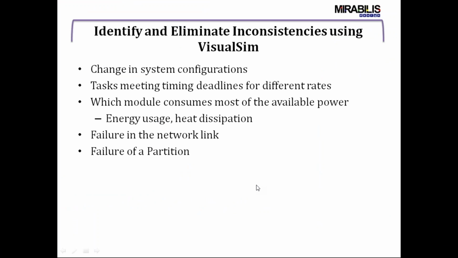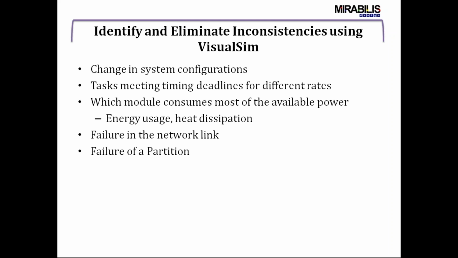Okay, and in addition to that, you can make sure that a particular module doesn't consume most of the available power itself, which means you're not consuming more power than what you're expecting, and making sure that the heat dissipation is under control itself. And in addition to that, you can identify and eliminate the problems that are related to a failure in a network link itself.